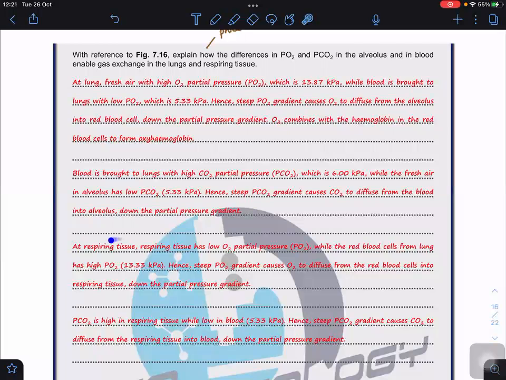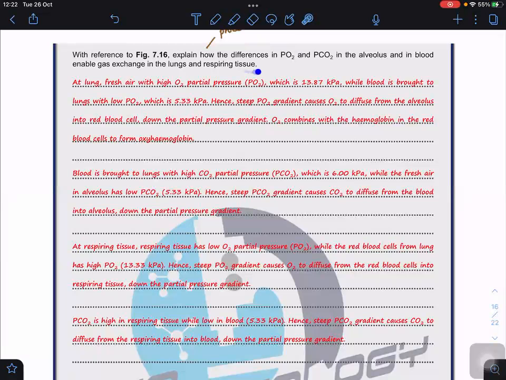At the respiratory tissues, you can see that the tissues have a low partial pressure of O2. Therefore, compared with the blood from the lungs at 13.33 kilopascal, a steep partial pressure O2 gradient causes O2 to diffuse from the red blood cells into the tissue fluids. The partial pressure of CO2 is high in the respiratory tissues while low in the blood. So a steep partial pressure gradient of CO2 causes CO2 to diffuse from the respiratory tissues into the blood down the partial pressure gradient.